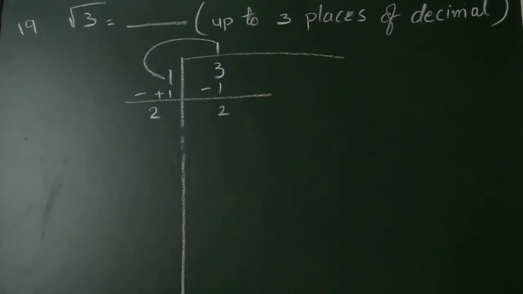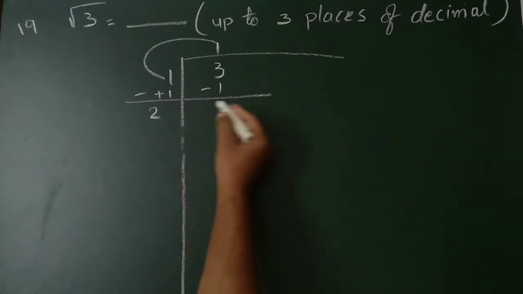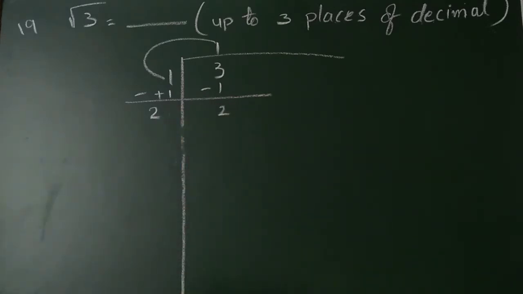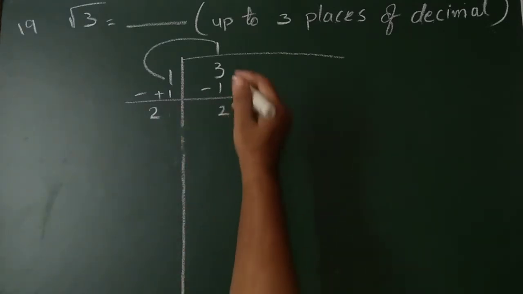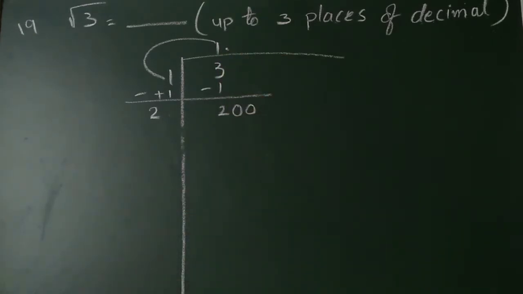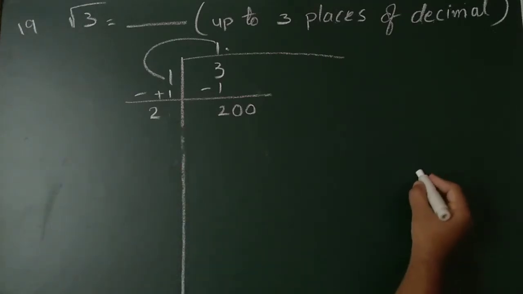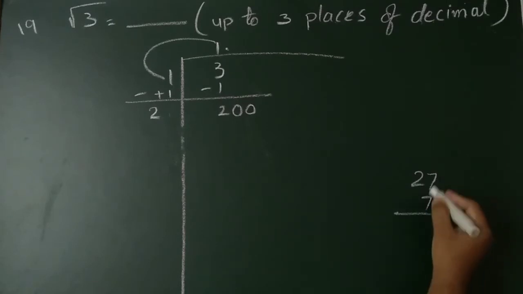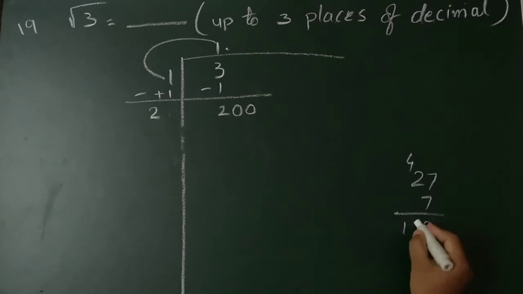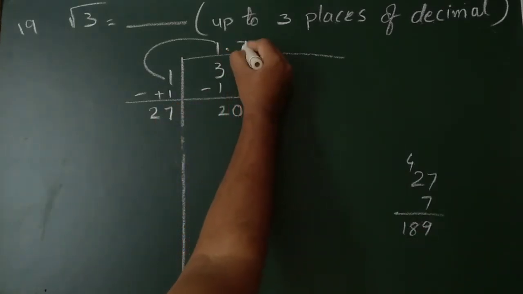See, here the case is, if I take any one number, suppose I take 0, it will become 20. So it's not possible to take. That's why I'm keeping the decimal here, 2 zeros, so 200. Where will we get it? 27: once I check, 7 sevens are 49, upside 4; 7 fours are 28 plus 4... 7 times 27 is 189. Okay, suitable.